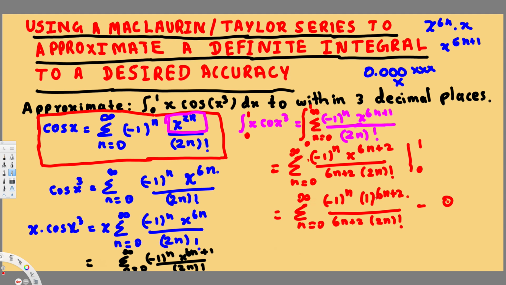So if I do this, 1 power anything is just going to be 1. So we can eliminate this part from here. We can write this one without this one, right? So that will make everything easier. So let's write this one. Sigma n is equal to 0 to infinity, negative 1 power n over 6n plus 2 times 2n factorial. Now this is the one we end up with.